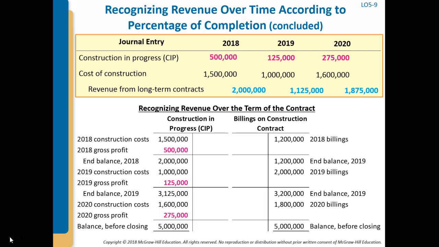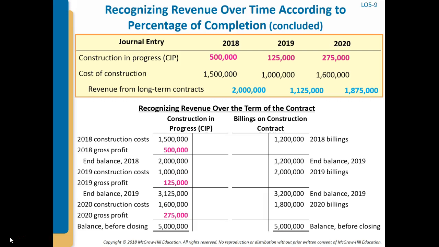At the end of the contract, CIP includes all costs and all gross profit, so it includes total revenue of $5 million, exactly equal to the $5 million billed to the customer. We end up in the same place regardless of whether revenue is recognized upon completion or over time. The only thing that differs is the timing.